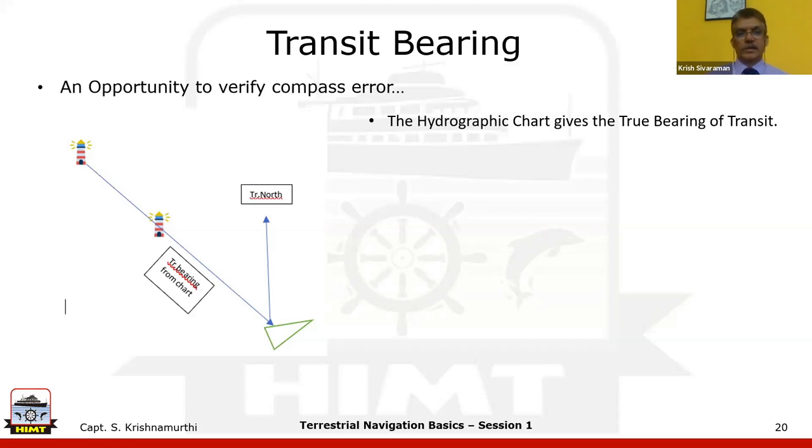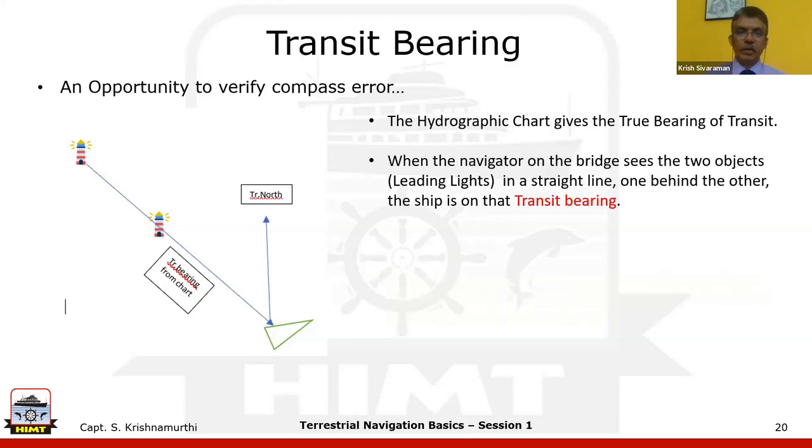But you need not only be going into the harbor. Even if you cross this lead light, the hydrographic chart or even the ENC will give you the location of these lead lights and also the true bearing, what they should bear from your ship, or their position line. And if from the bridge of the ship you see these two leading lights in a single line, that means you are on that line of bearing. At that point, if you take the compass bearing and compare it with the charted true bearing, you will be able to ascertain the error very easily, if there is an error.